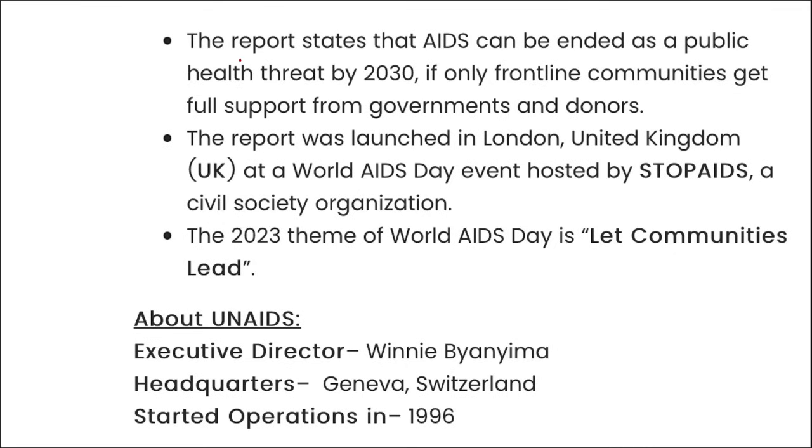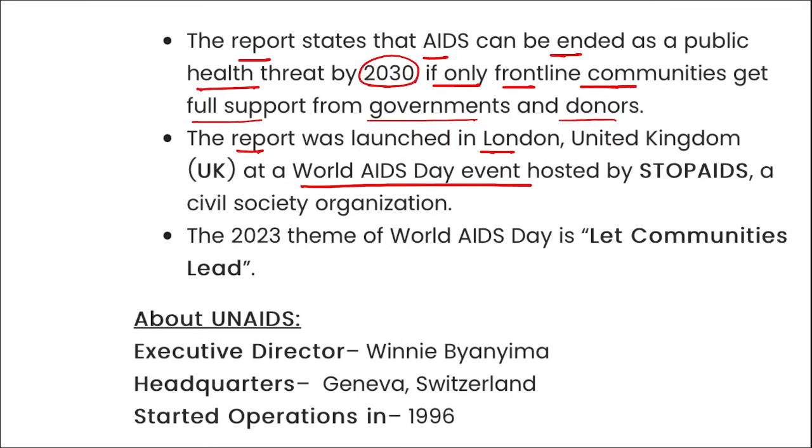Here you can see the report states that AIDS can be ended as a public health threat by 2030 if only frontline communities get full support from the government and donors. The report was launched in London, UK at a World AIDS Day event hosted by Stop AIDS, a civil society organization, and the theme for 2023 World AIDS Day is Let Communities Lead.